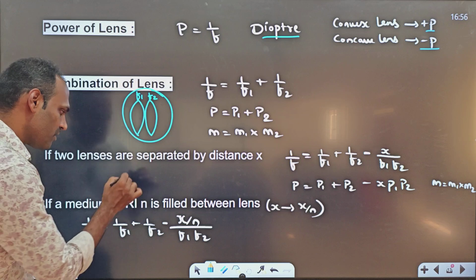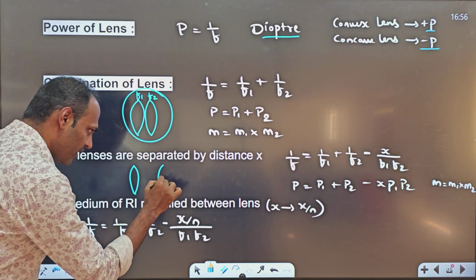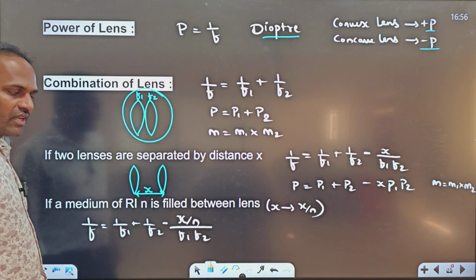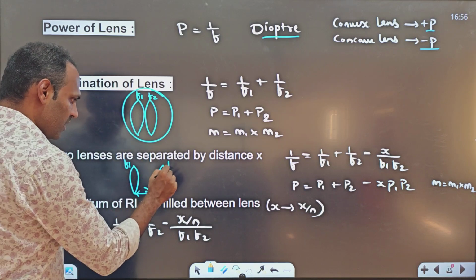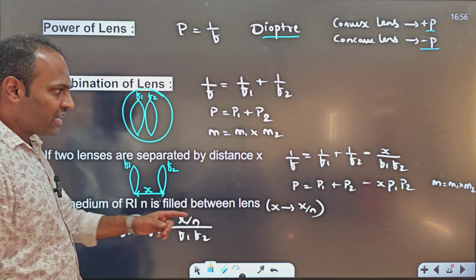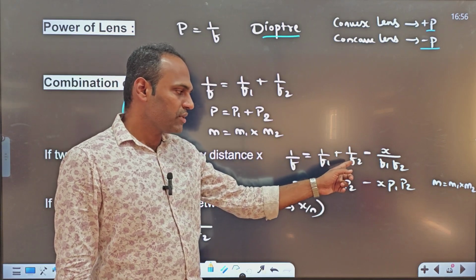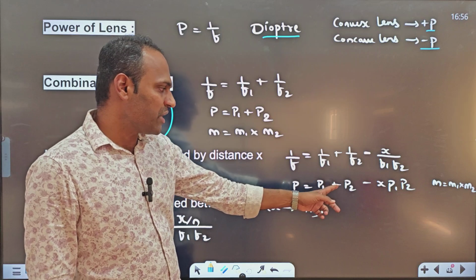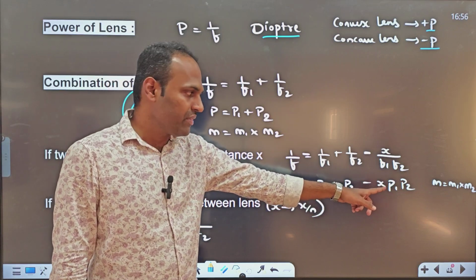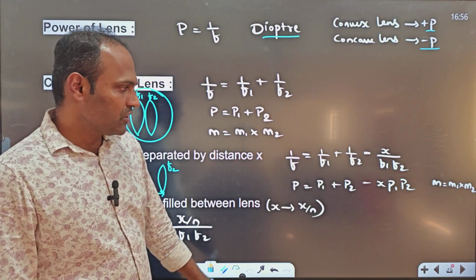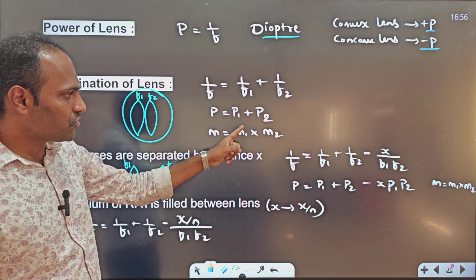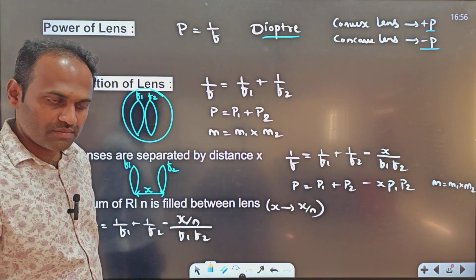If these two lenses are separated now, suppose the distance between the lenses is x, with focal lengths f1 and f2. Then 1 by f is equal to 1 by f1 plus 1 by f2 minus x divided by f1 into f2. Power will be p1 plus p2 minus x into p1 into p2, right, and m will be m1 into m2. So these are the formulas when the lenses are separated. If the lenses are in contact, you use these formulas only. If they are separated, you use these formulas, right.